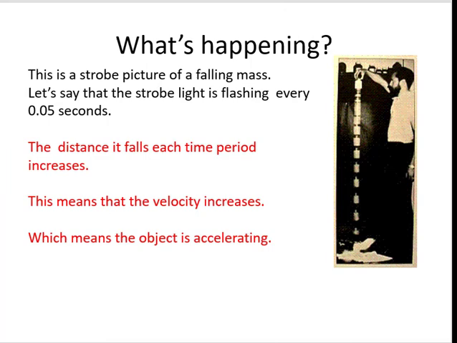What's going on? If you look at the picture that's here, you can see the guy lets go of this mass, and if a strobe is flashing at equal times, you can see that each time that little mass travels farther and farther and farther, even though the amount of time between each picture is exactly the same. That shows that the velocity of the object is increasing as it moves downward, so it is accelerating.